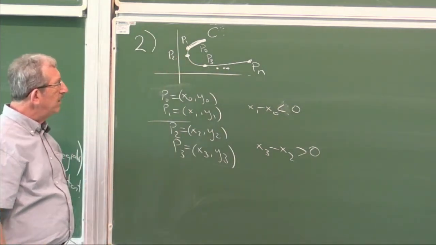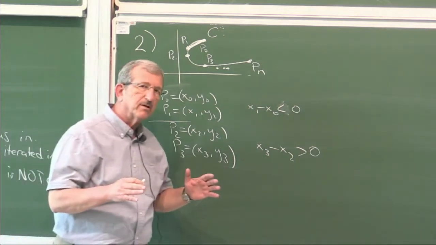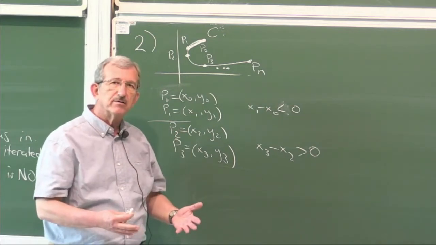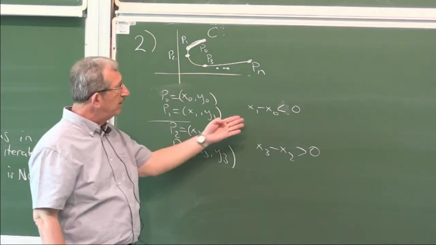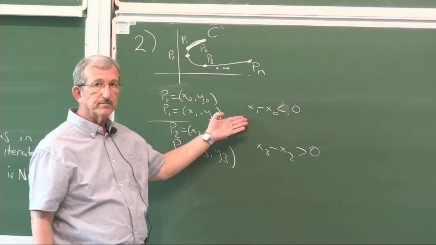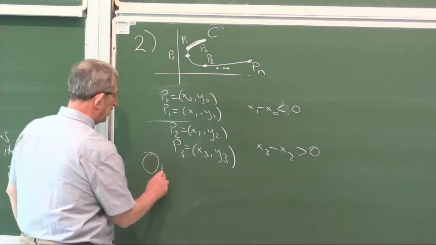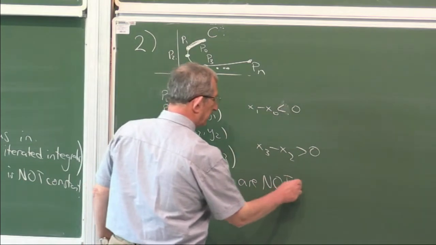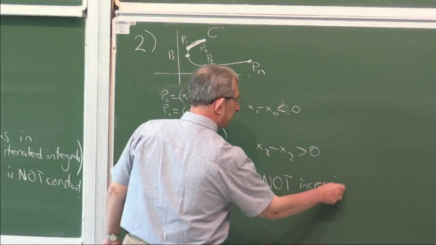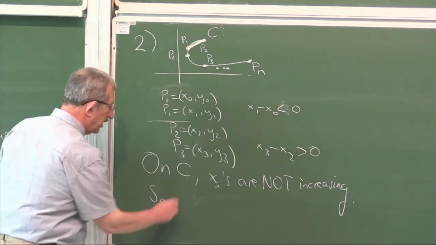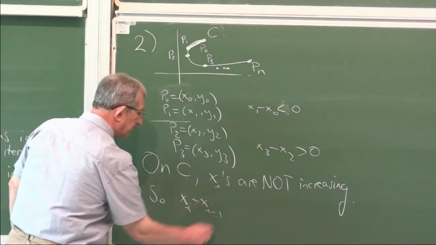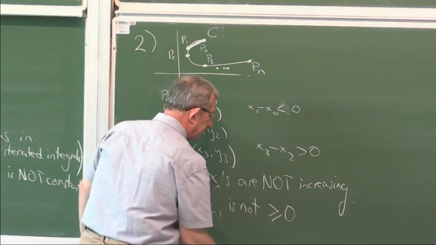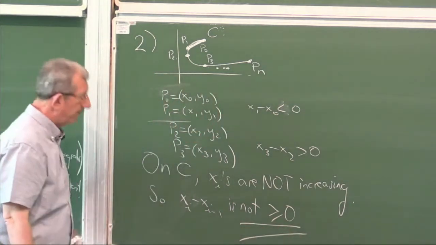So what's happening? Well, in a definite integral, x changes from a to b in an increasing manner. Well, here on C, the xi's are not increasing. So, on C, the xi's are not increasing. So xi minus xi minus 1 is not greater than or equal to 0 for every i.